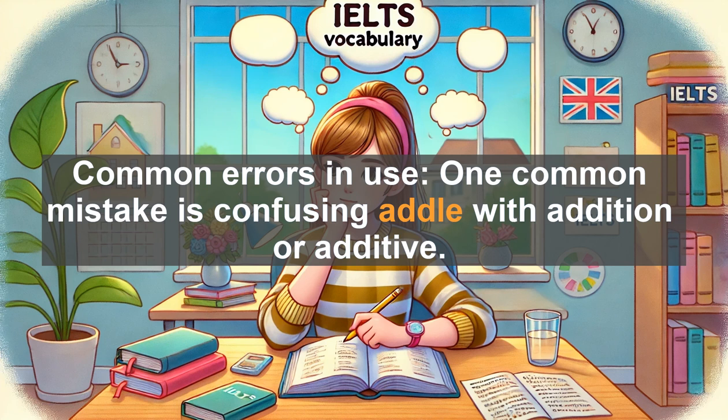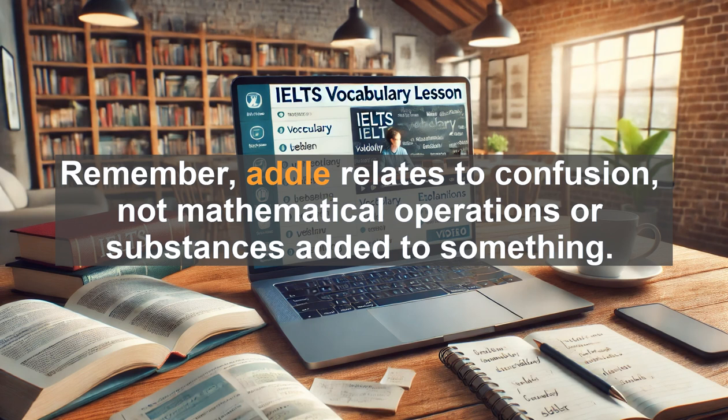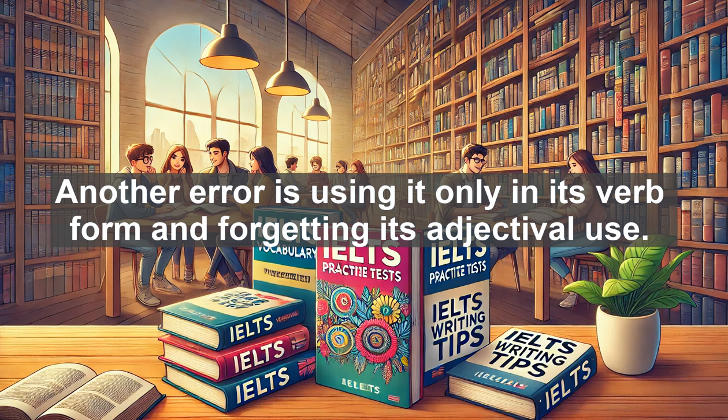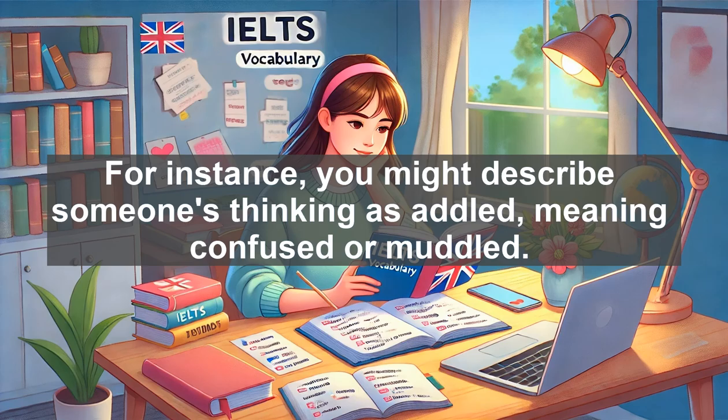Common errors in use. One common mistake is confusing addle with addition or additive. Remember, addle relates to confusion, not mathematical operations or substances added to something. Another error is using it only in its verb form and forgetting its adjectival use. For instance, you might describe someone's thinking as addled, meaning confused or muddled.